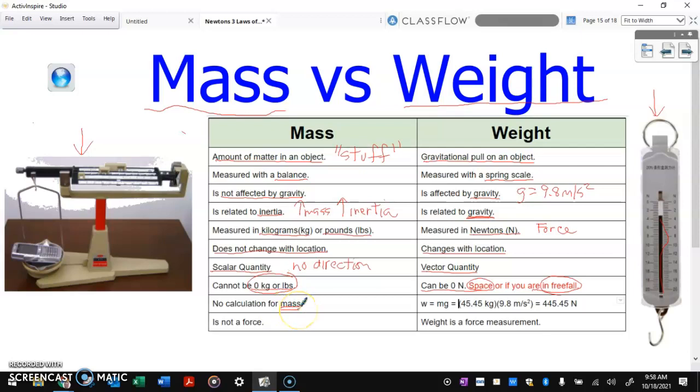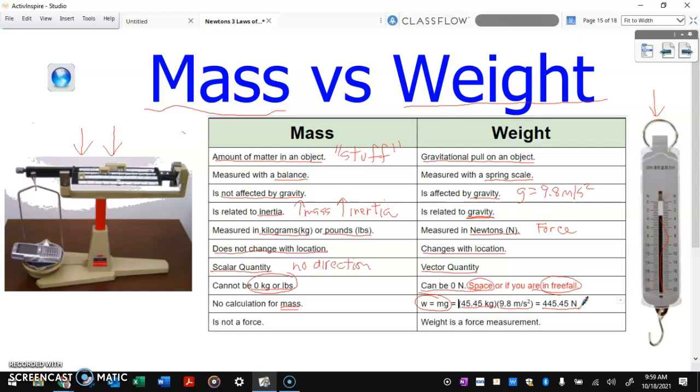We don't have a calculation for mass. You just measure it with what we call a balance. However, with weight, the calculation is very simple. Weight is equal to the mass times the gravity. And we're going to delve a little bit further into that. So if you were 45.45 kilograms, which is roughly 100 pounds, times the gravitational pull on Earth, you would have a weight of 445.45 newtons.